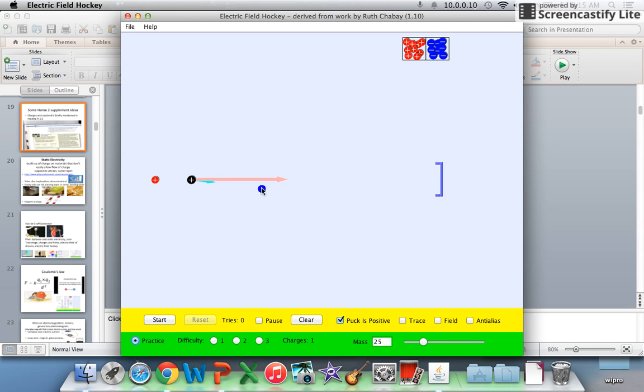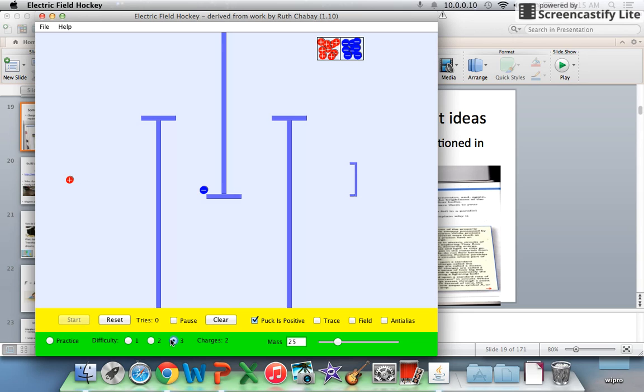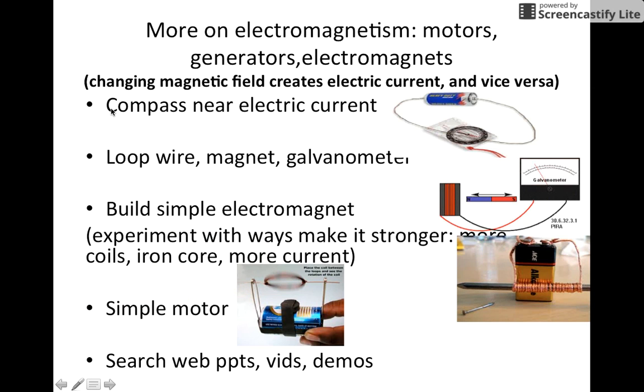Okay, so basically they just try to make the charge go into the goal here, and there's different levels that they can try. There's level 1, 2, 3, and so on and so forth, and it gets harder and more complicated, and they have to use more charges and try to figure out how to do it. So students love this challenge, and I think it's a lot of fun and good reinforcement of Coulomb's law. So something you may want to try there.